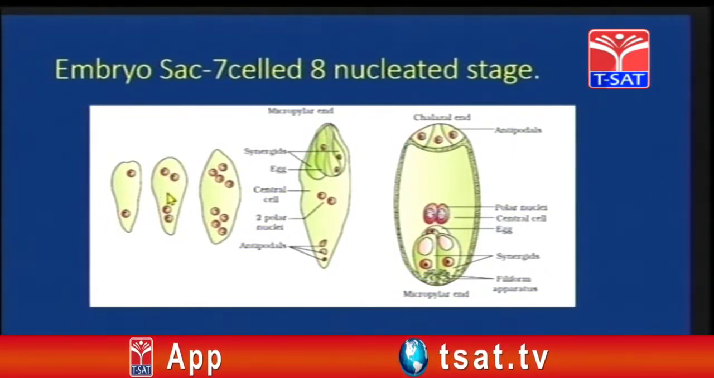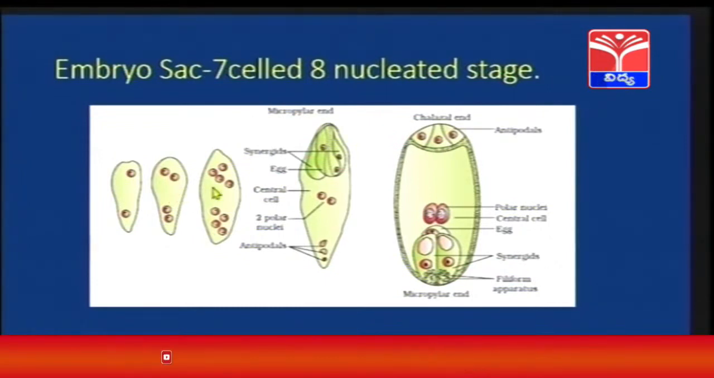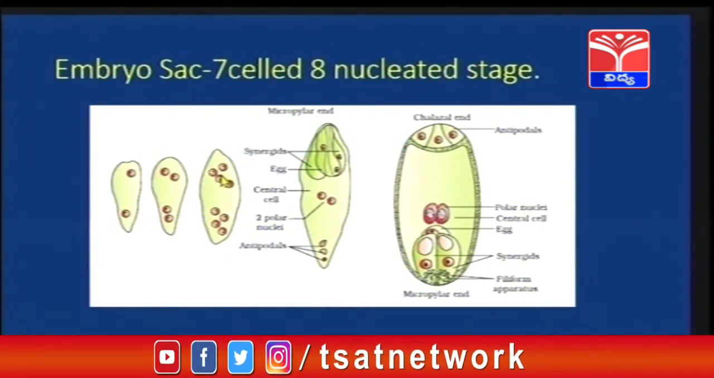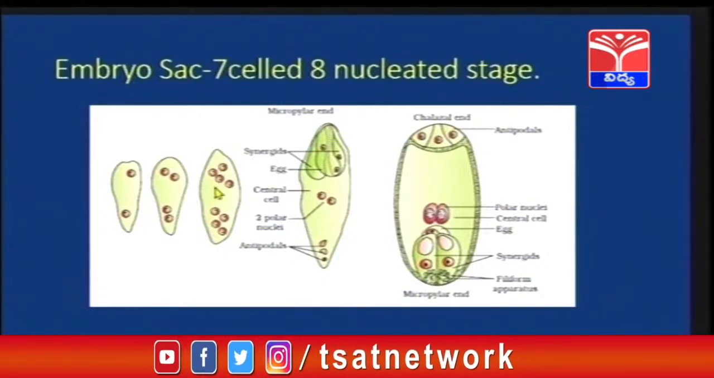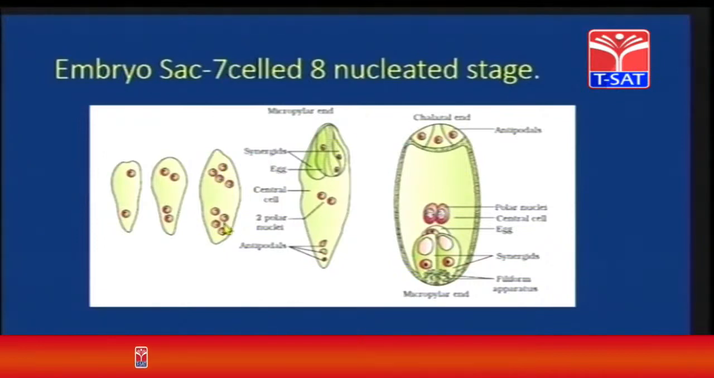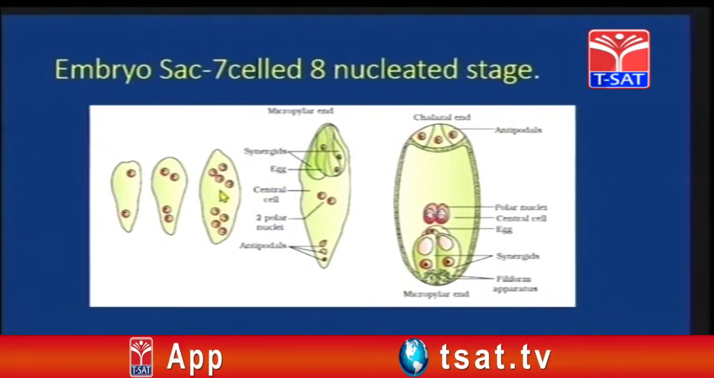Again, the 4-nucleate stage also undergoes mitotic division. So the 4 nuclei undergo mitosis and produce 8 nuclei. So the total number of nuclei present is the 8-nucleated stage. And the point you have to understand here, children, is that there is no cell membrane formation over here. The nuclei are freely dividing in the embryo sac. After the formation of the 8-nucleated stage, there comes the cell wall formation.